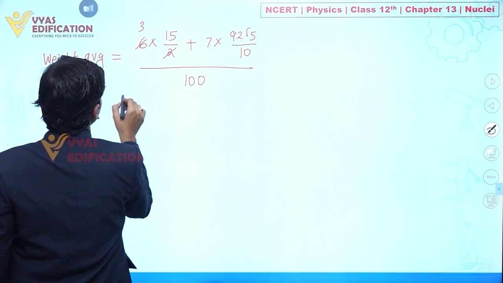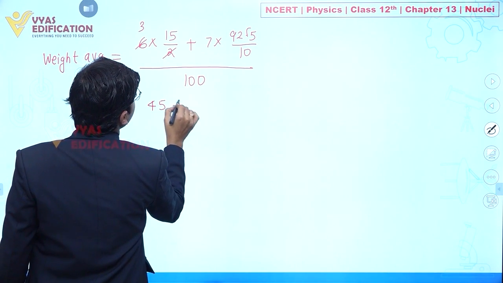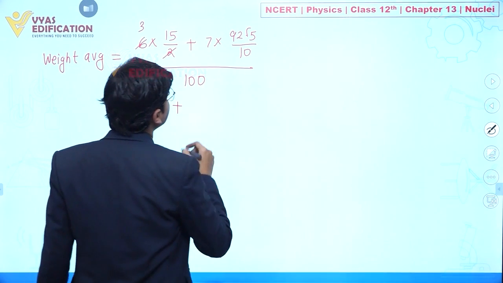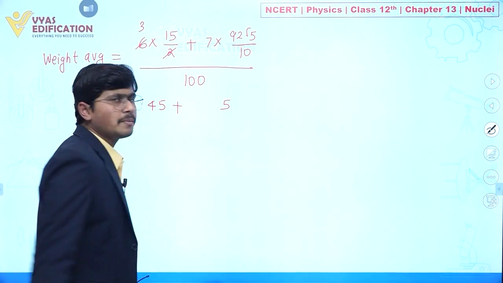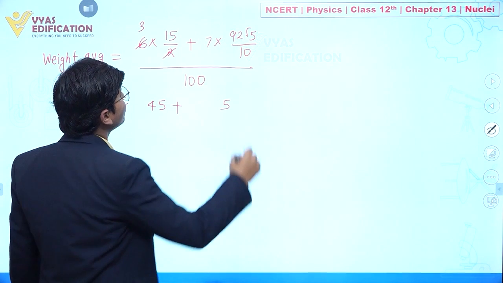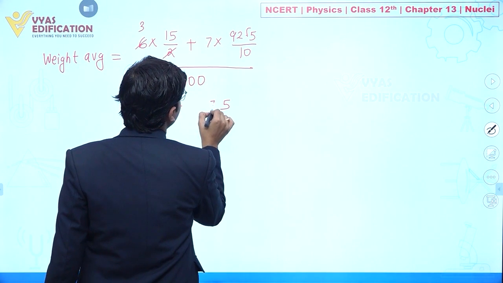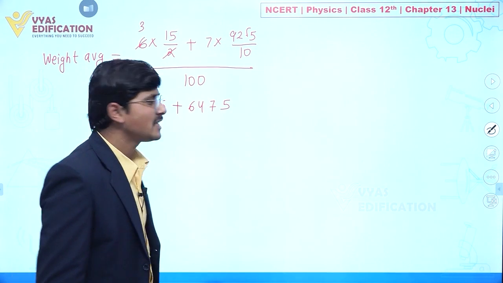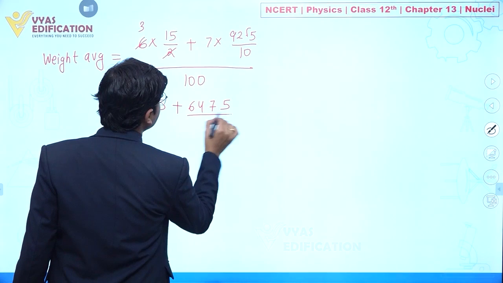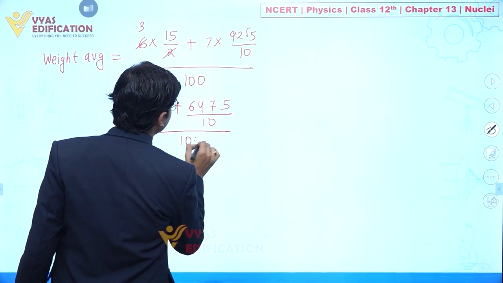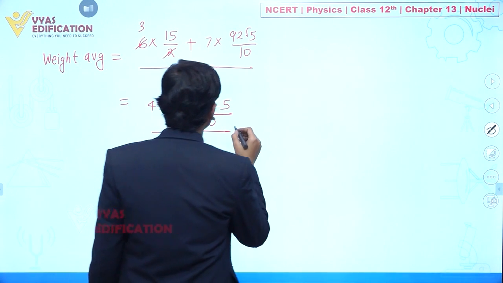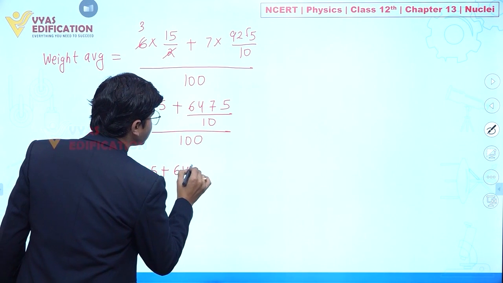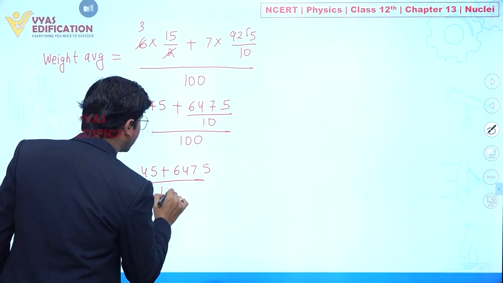So we are getting 45 plus, now if you multiply 925 with 7, we can write it like this. 7 multiply 5 is equal to 35. We have 3, so 14, 3 is 17. We have 1, so 7 multiply 9 is 63. So this is 64, divided by 10 and divided by 100. So from that one we can write this should be equal to 45 plus 647.5, and it is divided by 100.